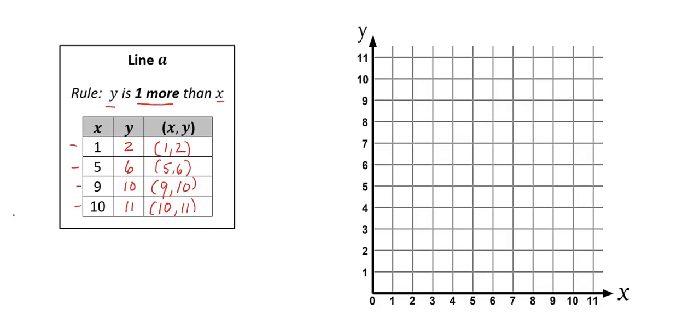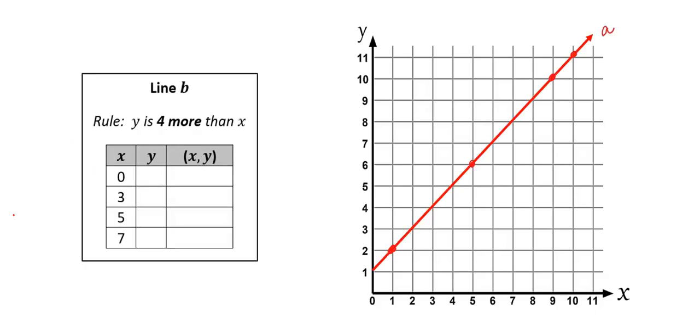So I'll go over 1, up 2, over 5, up 6, over 9, up 10, and over 10, up 11. Next, I'm going to connect the points to make a line, and I'll call that line A. Now I have a new line, line B.